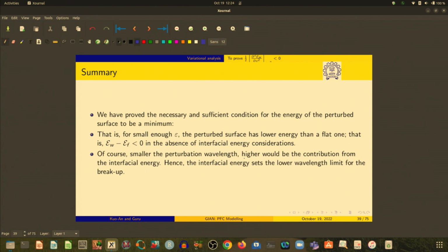Smaller the perturbation wavelength, higher would be the contribution from interfacial energy. So, interfacial energy sets the lower wavelength limit. If there is no interfacial energy, the system will break into the smallest possible wavelength it can have. Okay. What is setting the lower wavelength limit is the interfacial energy. In the absence of interfacial energy, any wavelength is unstable. We have proved that using the variational methodology. Okay, this is fine. Any questions?